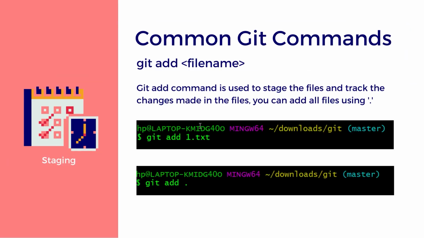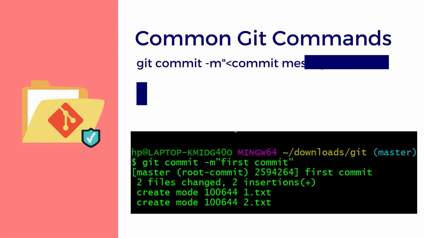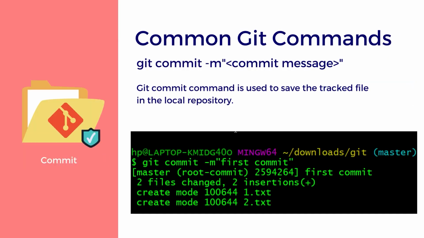The git add command is used to stage the files and track the changes made in the files. You can add all files using a dot. Once we run this git add command, the files will be added to the staging area. In the previous slide, we have seen adding files to the staging area. Here in this slide we will see how those changes are saved in the local repository. The git commit command is used to save the tracked files in the local repository. Once we run the commit command, it is mandatory to run it with a message tag using -m.